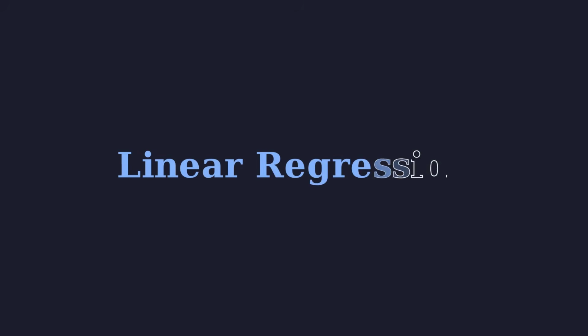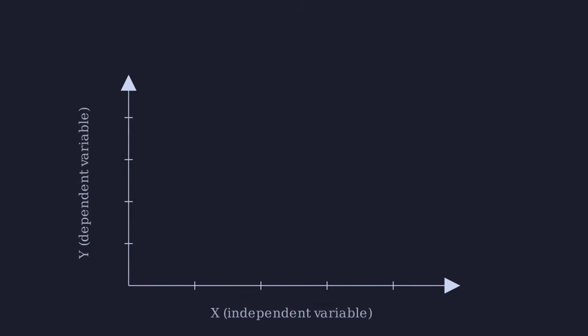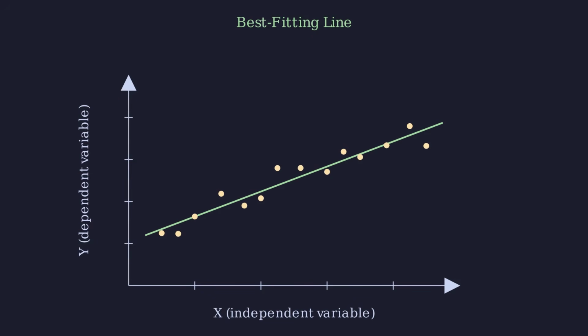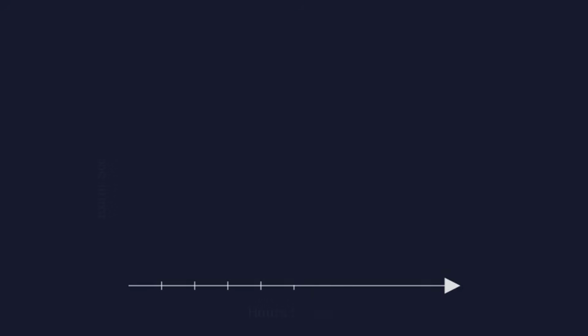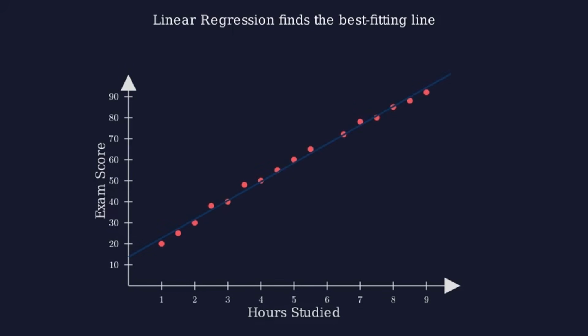The simplest regression model is called linear regression. The idea is straightforward. Think of it like drawing the best fitting straight line through a scatter plot of data points. The goal is simple: predict an output y, called a dependent variable, based on an input x, called the independent variable. For example, let's say we want to predict a student's exam score based on how many hours they studied. Every student in our dataset becomes a dot on a graph: hours studied on the x-axis, exam score on the y-axis. Linear regression draws the best fitting line through all of those dots.